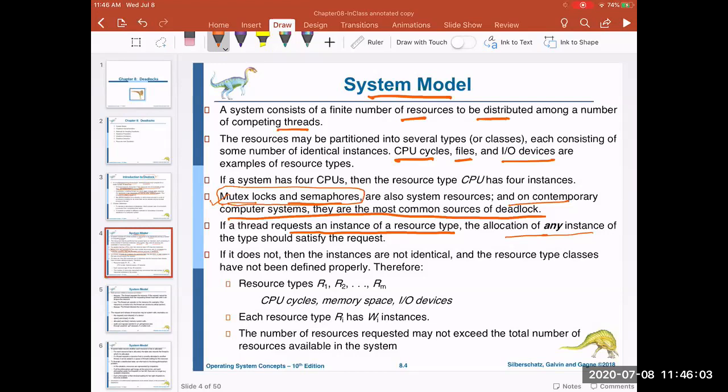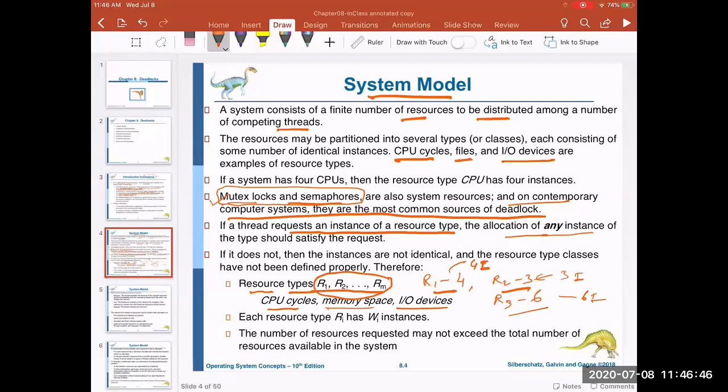So now resources are numbered as R1, R2, Rm, and let us suppose we have a finite number of resources, and each would be something. Examples are CPU cycles, memory space, IO devices, and each would have a number of instances. Let us suppose R1 has 4 instances, R2 has 3 instances, and R3 has, let us suppose, 6 instances. So how many can each serve? R1 can serve 4 threads, R2 can serve 3 threads, and R3 can serve 6 threads at the same time, because it has these many instances.